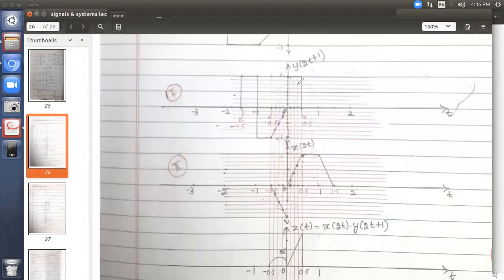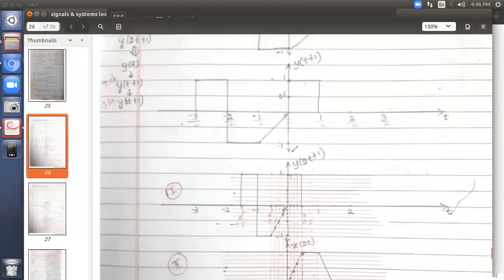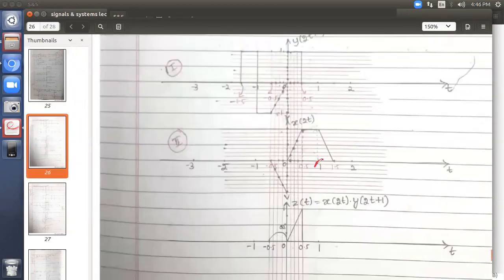Then the last one, between 2 and 3, there is a decreasing slope. So what is the new range? Here I have divided with the red pen, you can see 2 by 2 is 1, 3 by 2 is 1.5. So between 1 and 1.5, this decreasing slope should be drawn. Check, between 1 and 1.5, I have drawn this line.